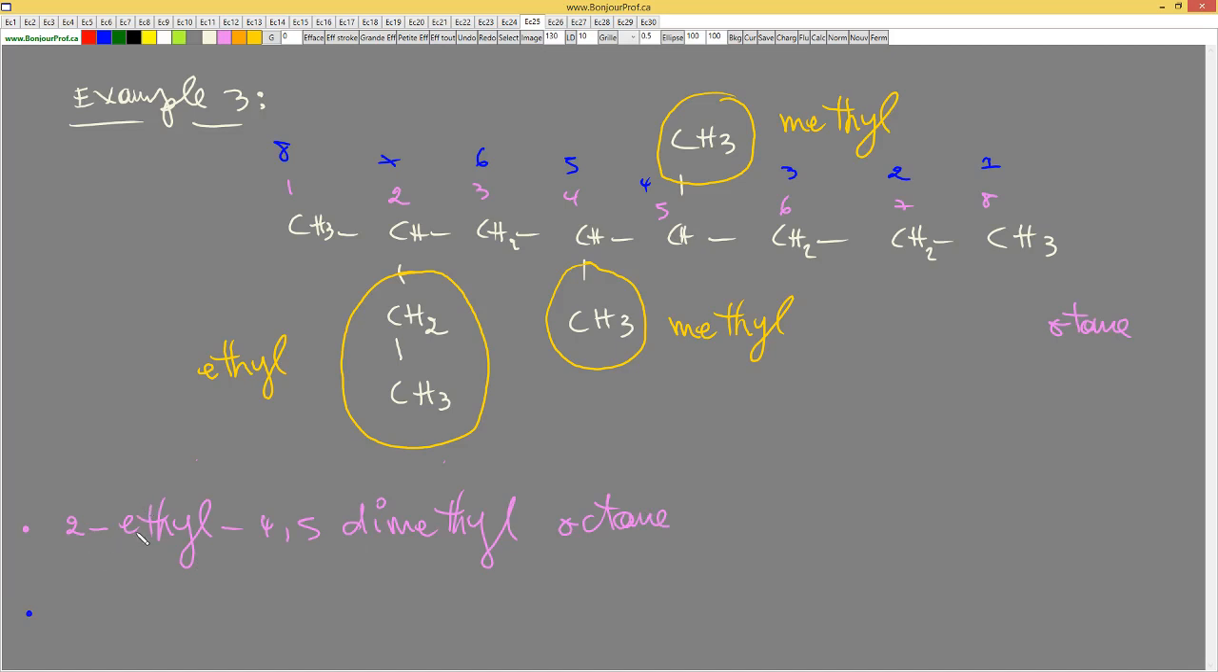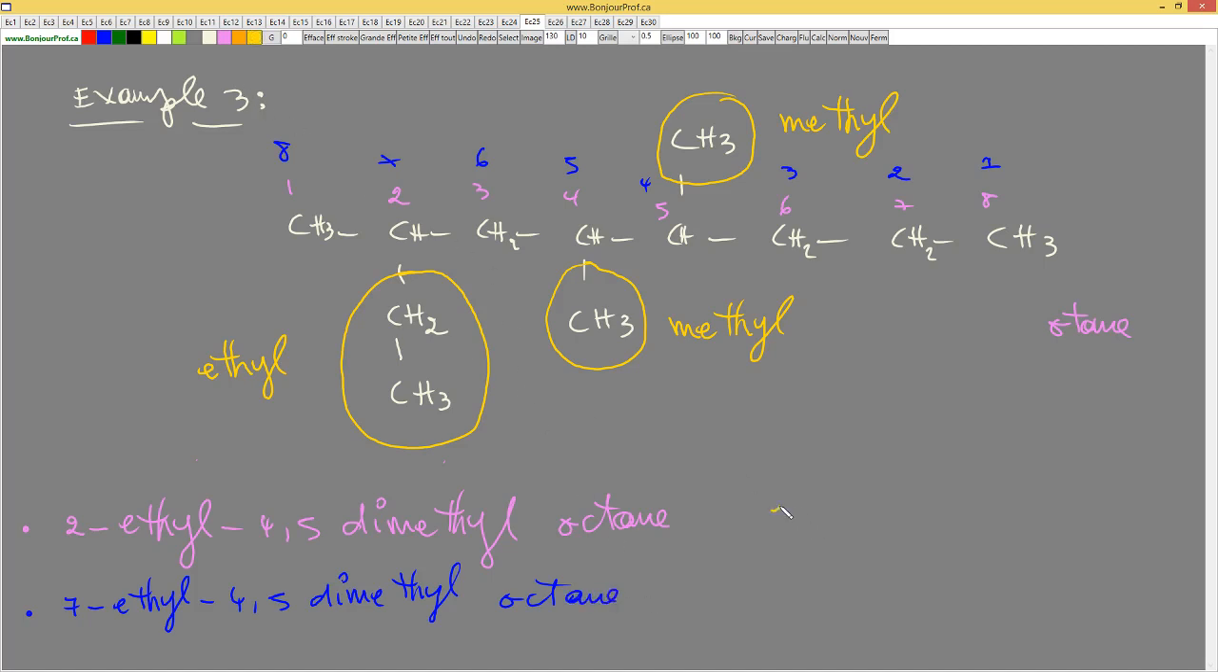I have to start again with the ethyl. Ethyl, now it is in the position 7. So I'm going to put 7-ethyl. Now the methyls. I have one in the 4 and one in the 5. So 4,5-dimethyl octane.